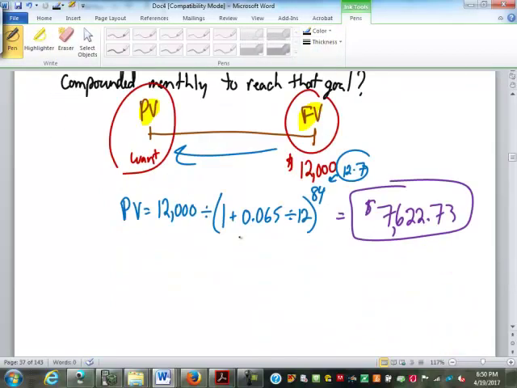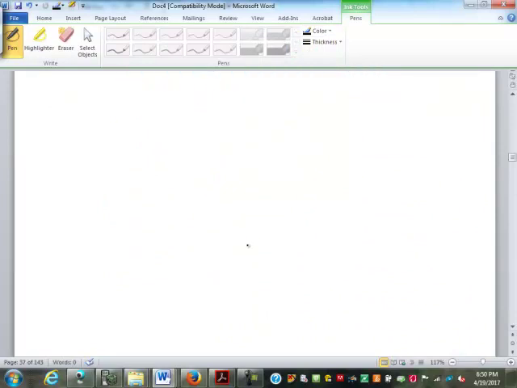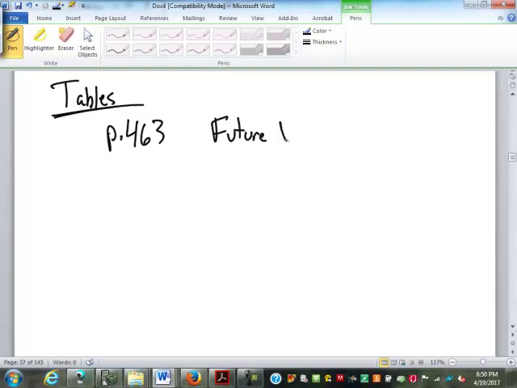Now this next part I'm going to show you, I show you kind of grudgingly because I don't care for it much. But there are tables for these. In your book, we're going to look on page 463 first. This is called the future value of $1 table. So if you look on that page, 463, future value of $1.